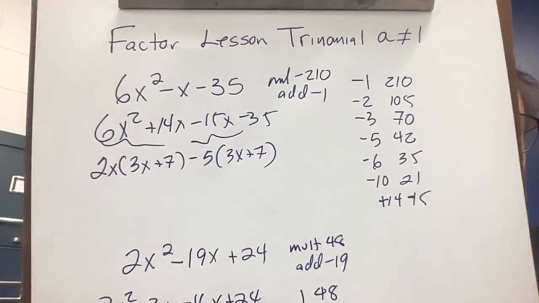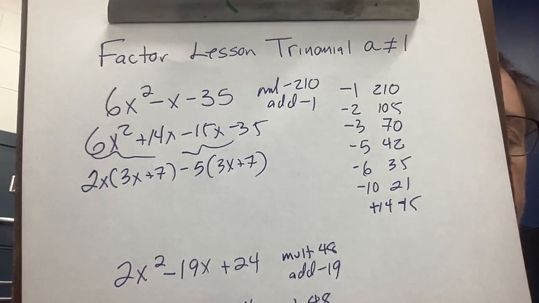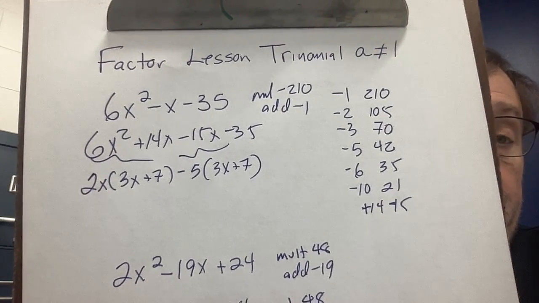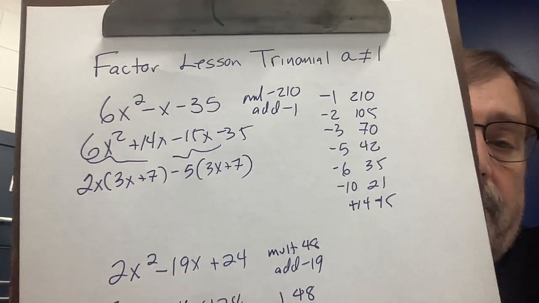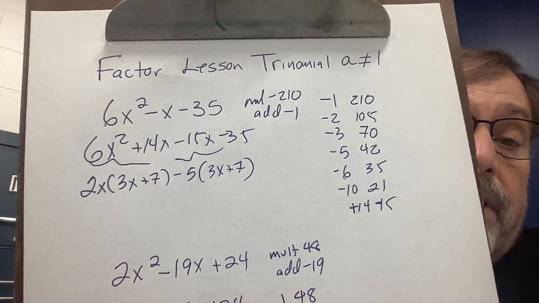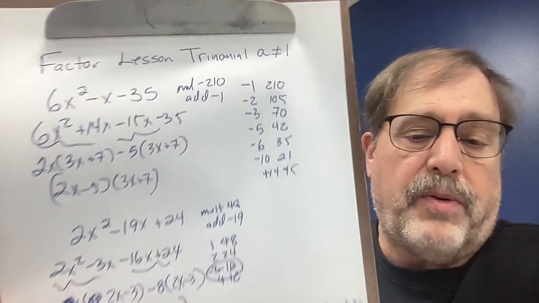In the first group of 2, the number 2 and an x were in common. 6 divided by 2 is 3. 14 divided by 2 is 7. On the second group of 2, 5 goes into both. When it's negative, pull out a negative. And you see they match up. And we get 2x minus 5 and 3x plus 7. You may FOIL to see if that's right.